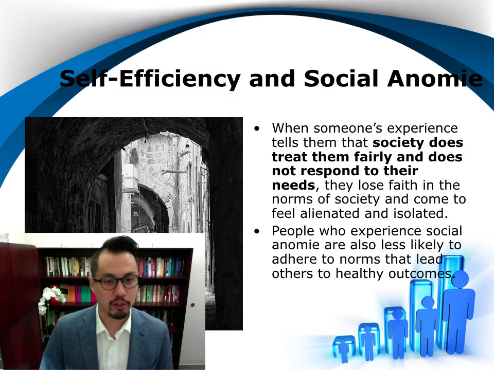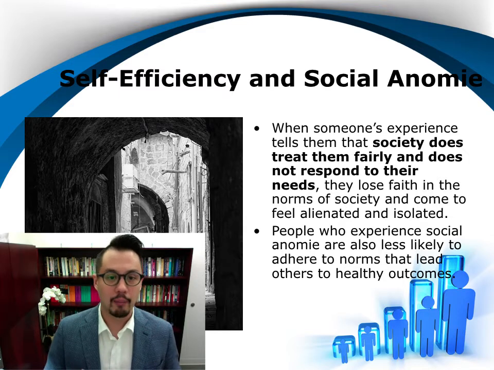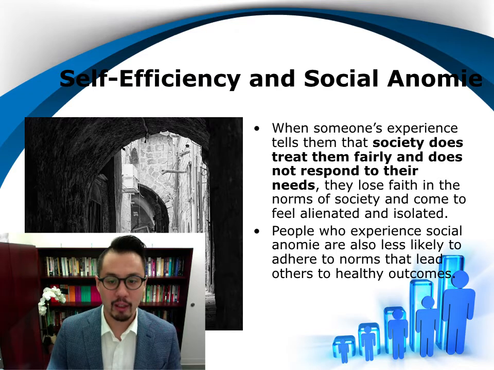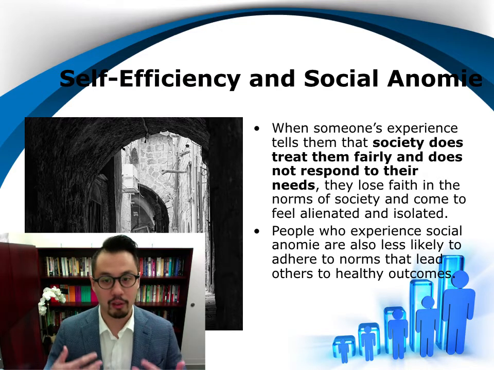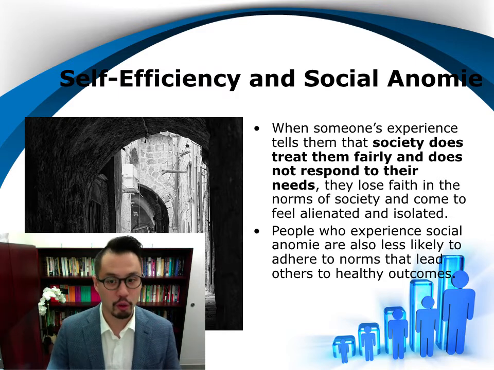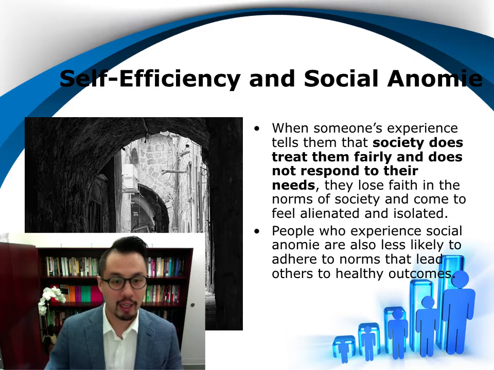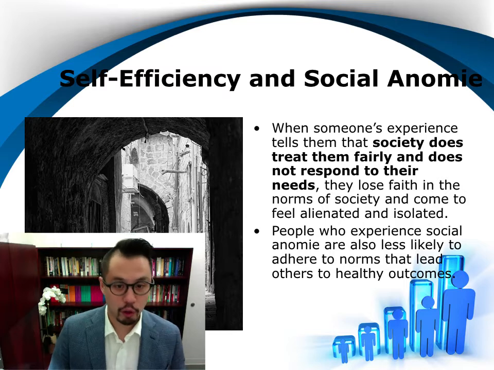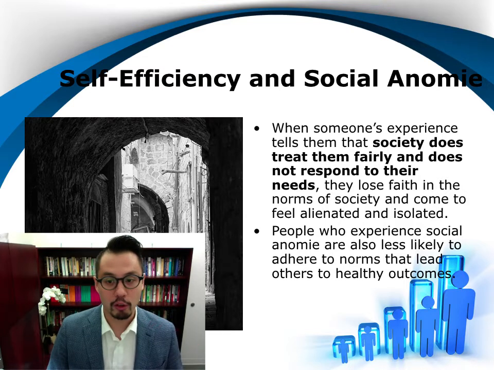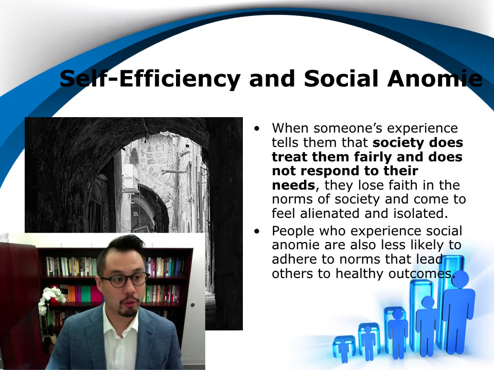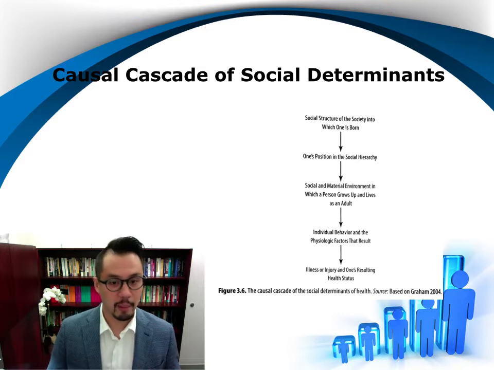Social enmity and the loss of trust in society is another big factor, right? If a person's experience tells her that society does not really treat her fairly, either because she belongs to a particular marginalized social group for various reasons, and does not respond to her needs, then that person is likely to lose faith in the norms of society and begins to feel alienated and isolated. So people who experience social enmity are also less likely to adhere to norms that lead others in the same society to healthier outcomes. So this chart shows how socioeconomic status can lead down the road to bad health outcomes.